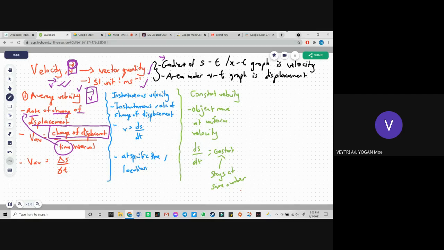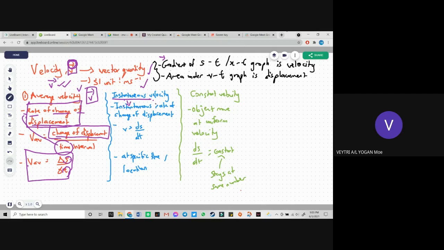Okay? Ini formula dia, V average delta S atau total displacement, S is displacement tau, over total time. Alright? Now, that is for average velocity. Instantaneous velocity. Okay, sini average kan ada rate of change of displacement. Sini instantaneous. Tambah je instantaneous dekat depan.